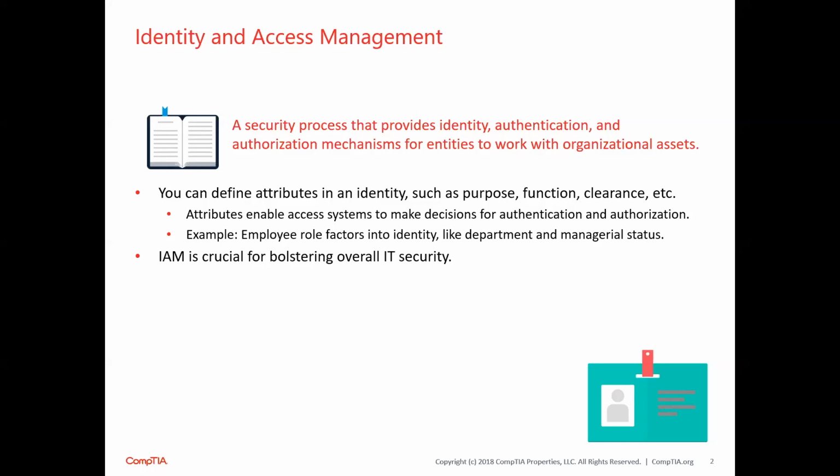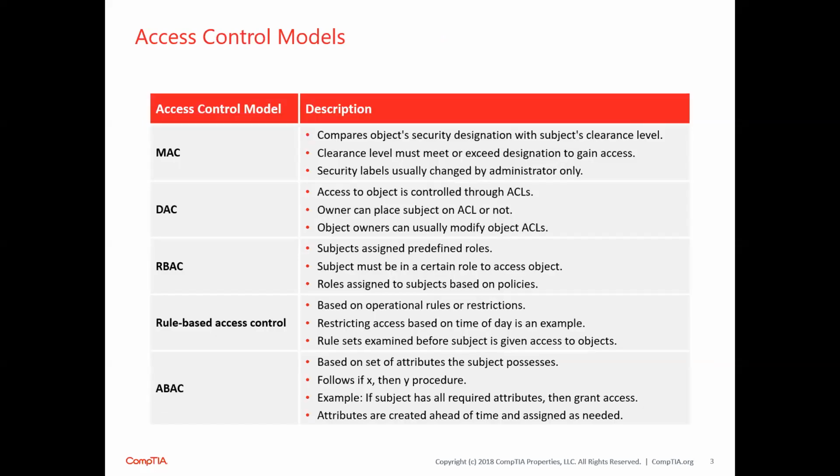And IAM, or identity and access management, is a crucial process for the overall IT system. So you might need to communicate with your HR department to provide the access for the required employees. So normally we discuss this. The IT will need to talk to the HR, and vice versa. Now there are several access control models.